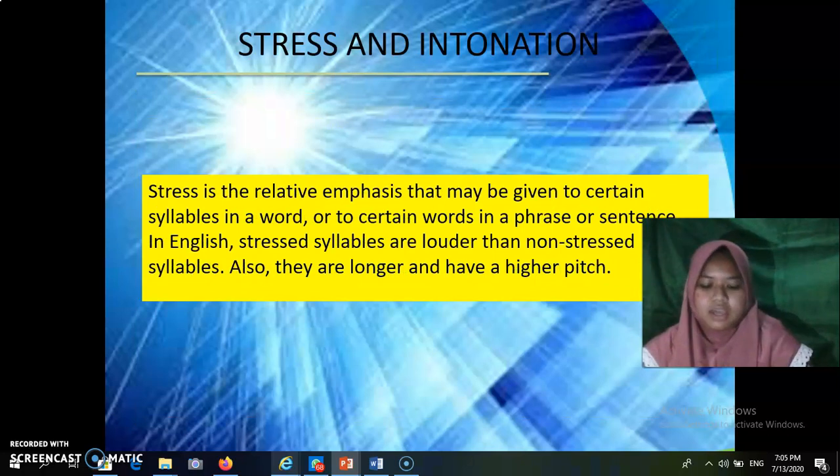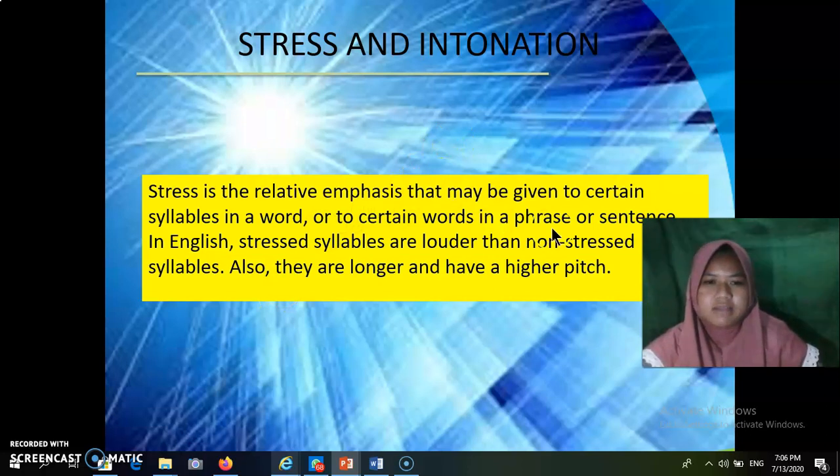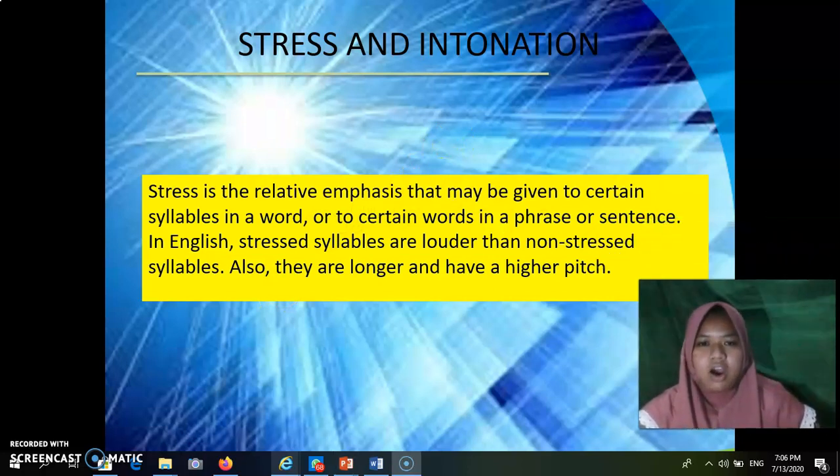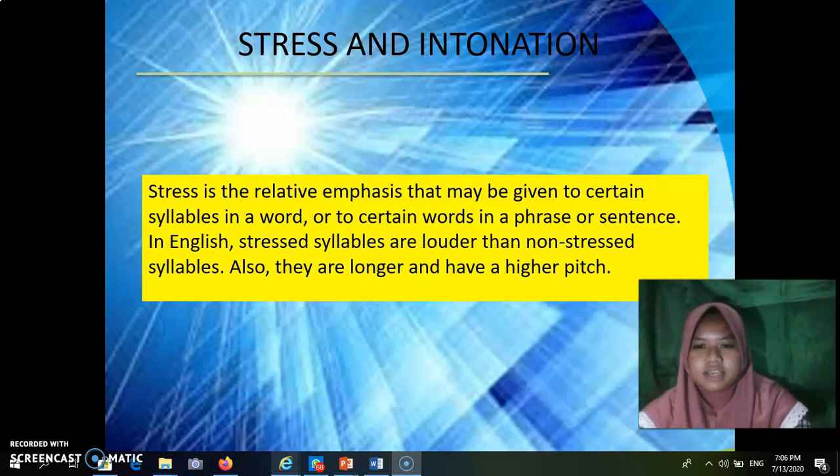Okay, now we enter the discussion of stress and intonation. Stress is the relative emphasis that may be given to certain syllables in a word, or to certain words in a phrase or sentence. In English, stressed syllables are louder than unstressed syllables. Also, they are longer and have a higher pitch.